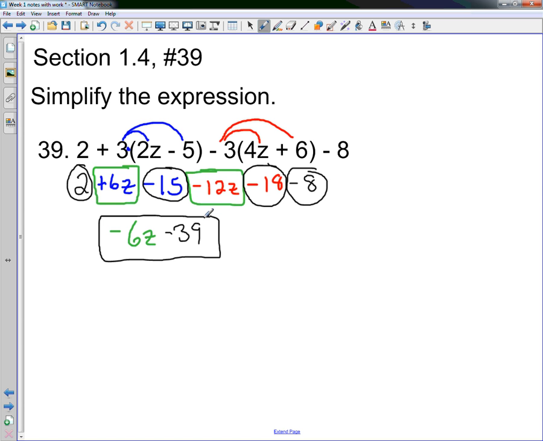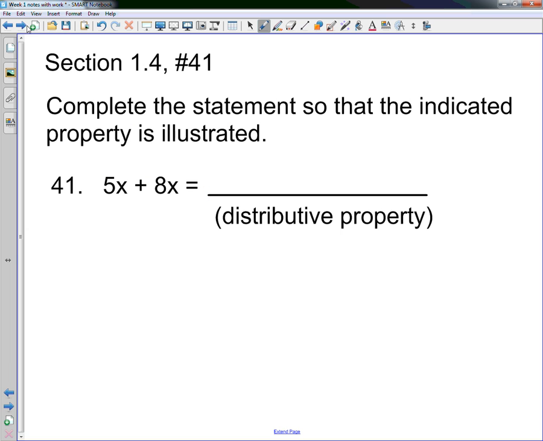Okay, let's look at the last one for week 1 video. This is in 1.4 as well. And if I move too quick through anything, go ahead and rewind, pause, do whatever you need to do. So with this problem, we want to complete the statement so that the indicated property is used. So we're asked to use the distributive property.